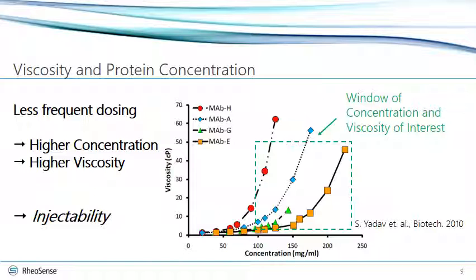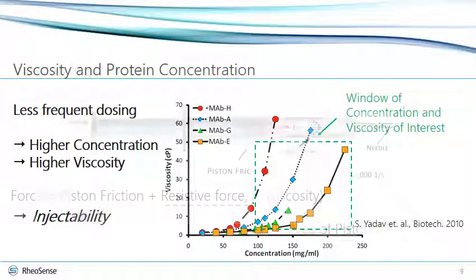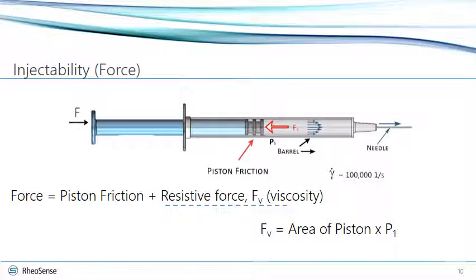So how do we establish injectability? Injectability is determined by the force we need to apply to the plunger in a given syringe and needle to inject the fluid into a patient. This force is going to have two components: the piston friction with the syringe walls and a resistive force due to viscosity. This second term can be separated as a pressure drop due to viscosity times the area of the plunger.